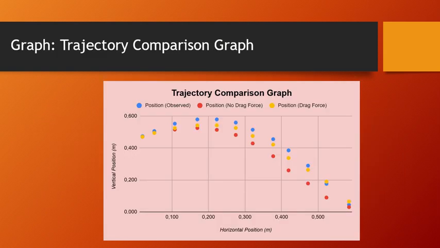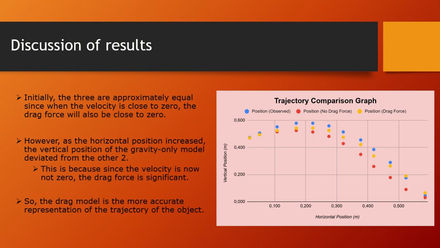This is the trajectory comparison graph. The blue dots represent the observed positions, the red dots reflect the computational model without the drag force, and the yellow dots reflect the model with the drag force. The results reflect how initially the positions of the three models are approximately equal, since when the velocity is close to zero, the drag force will also be close to zero.